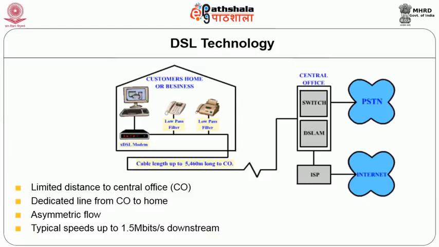And the advantage is that if the exchange is very close, you get very good connectivity. Generally there is a limit. If it is more than 5 kilometers, this technology, DSL, may not work. So there is a limited distance to the central office, a dedicated line from your office to home, and asymmetric flows in both ways, and the typical speed gives only up to 1 Mbps on downstream.